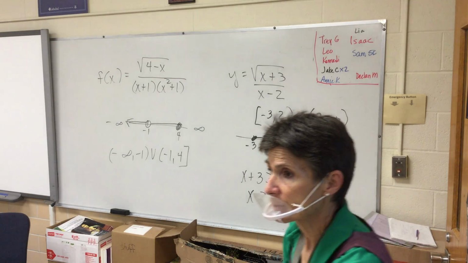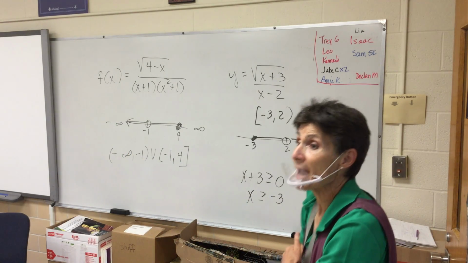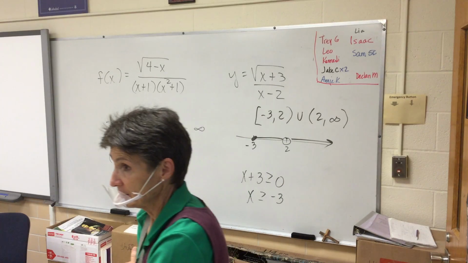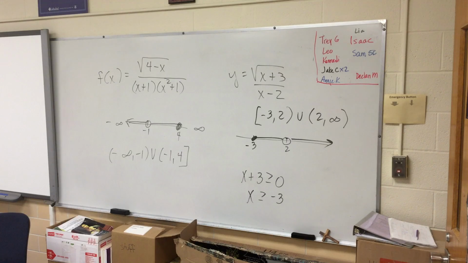Jacob? Whatever is under the radical must be positive. Numerator, we don't care about numerators, but if it's a radical, whatever's under it has to be positive.